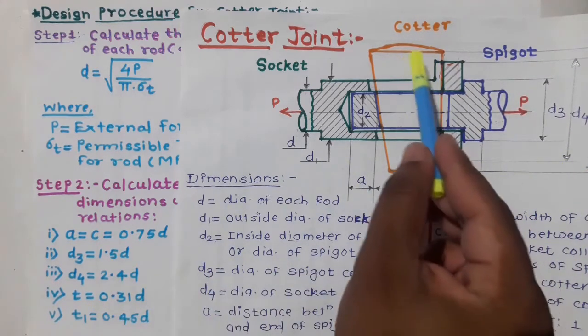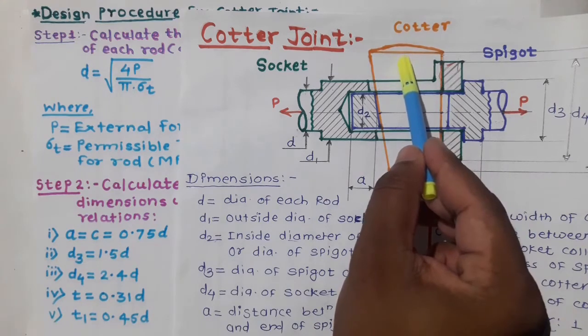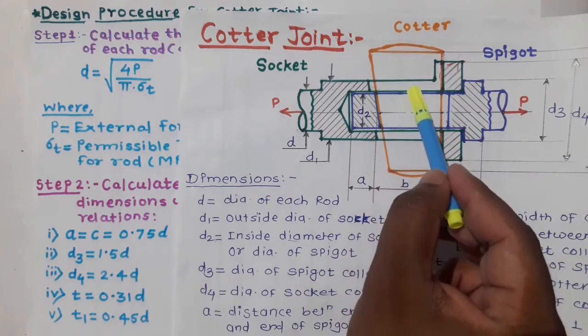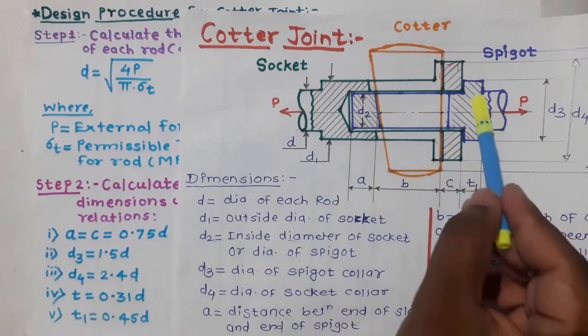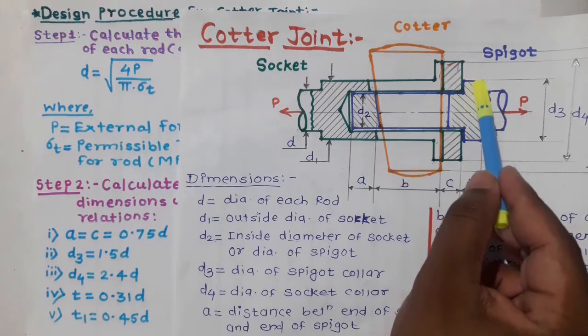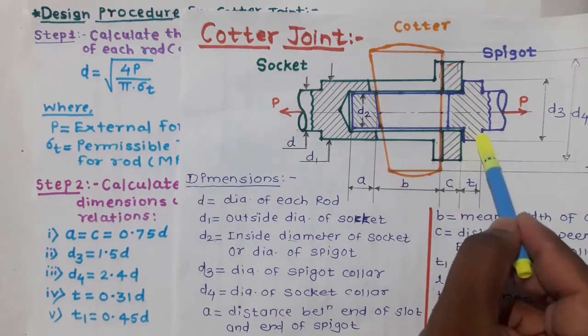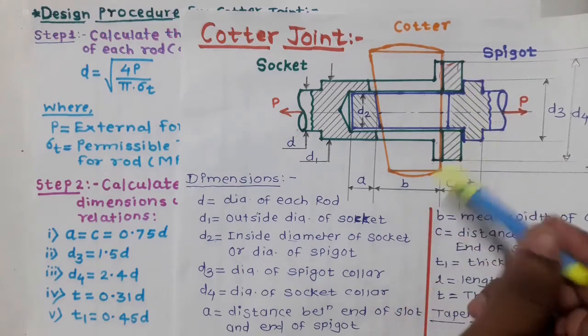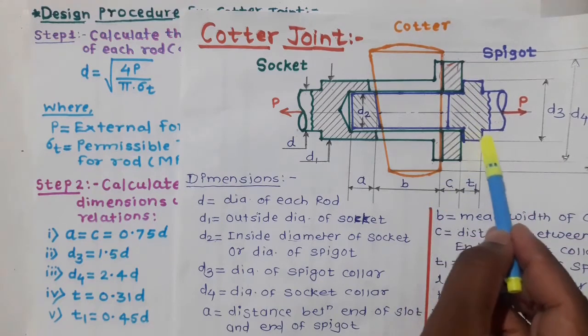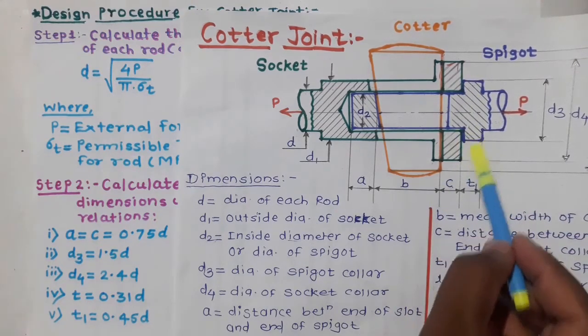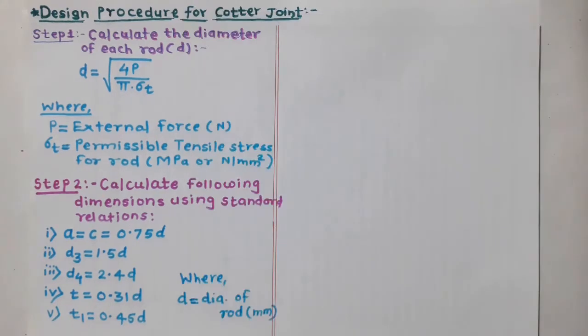T is the thickness of this cotter and the thickness of the slot in which it is fitted. T1 is the thickness of this spigot collar. So this distance is nothing but the T1, that is the thickness of spigot collar. At the end, you can write here where small d is equal to the diameter of rod in mm.